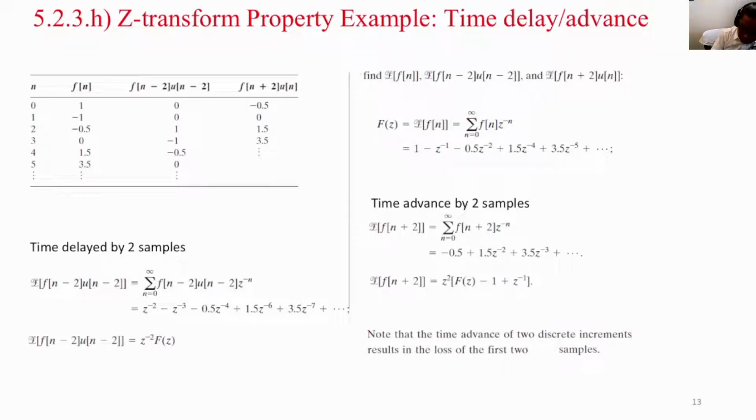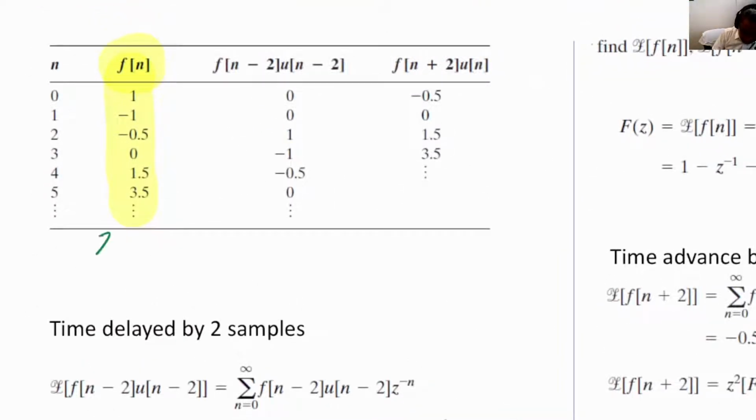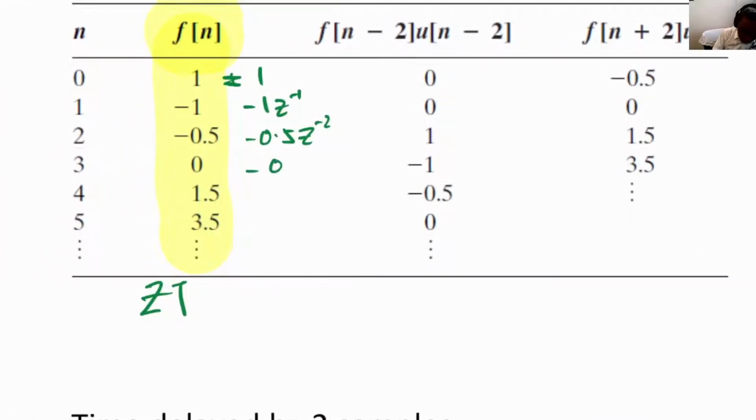Let's have an example of time advance and delay. We have Fn given by this sequence, and we take the Z transform of this. So simply taking the Z transform of Fn is equal to 1 minus 1 Z^-1 minus 0.5 Z^-2 minus 0 Z^-3 plus 1.5 Z^-4 plus 3.5 Z^-5, and so on.